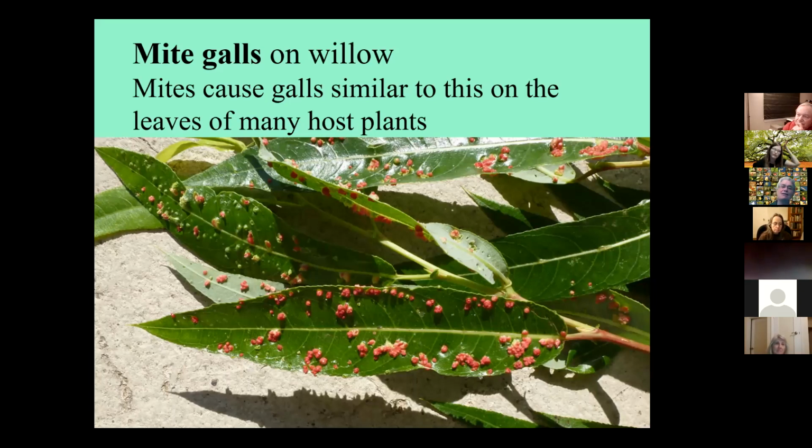Okay, mites cause galls on willows. They actually look very similar to the leaves like this on many leaves of many different host plants. So these are mite galls. They're kind of blistery galls and rather simplistic.